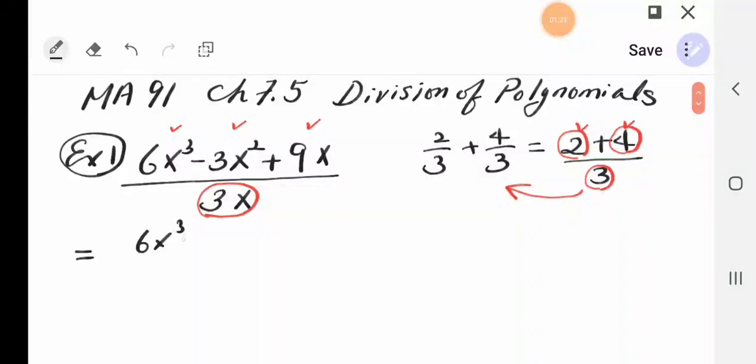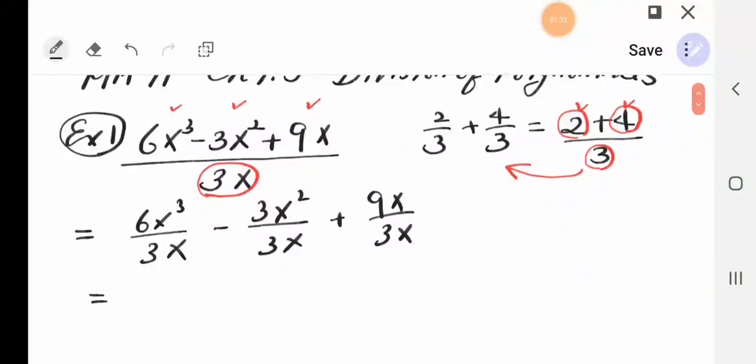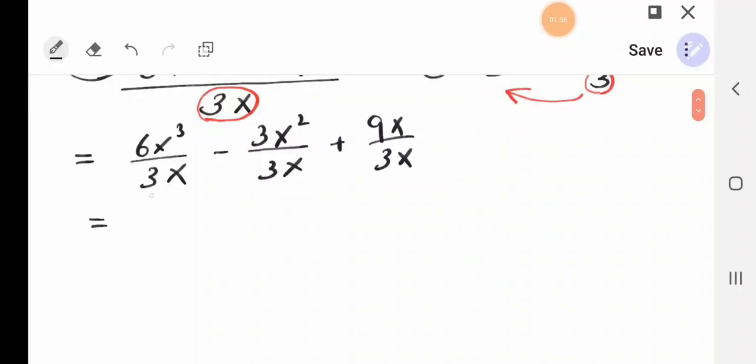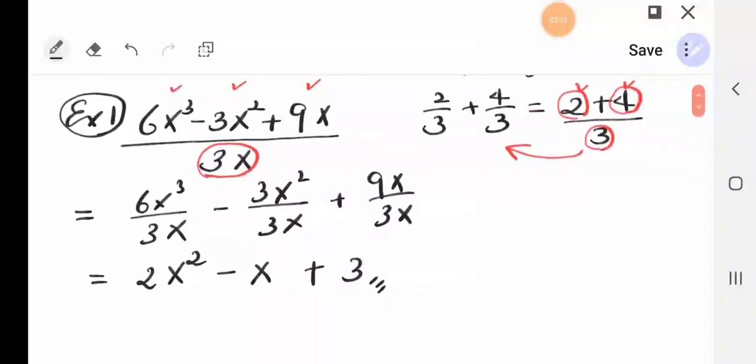So 6x cubed is divided by 3x, minus 3x squared over 3x, plus 9x is divided by 3x. And then simplify each term. So 6 over 3 is 2, and then x. Okay, we can cancel out 1x, so the numerator is x to the 3 minus 1, which is 2. And the second term, the 3 cancels out. We can cancel 1 x from each numerator and denominator. So the result is x, plus 9 over 3 is 3, the x cancels out. So this is the result of the division.